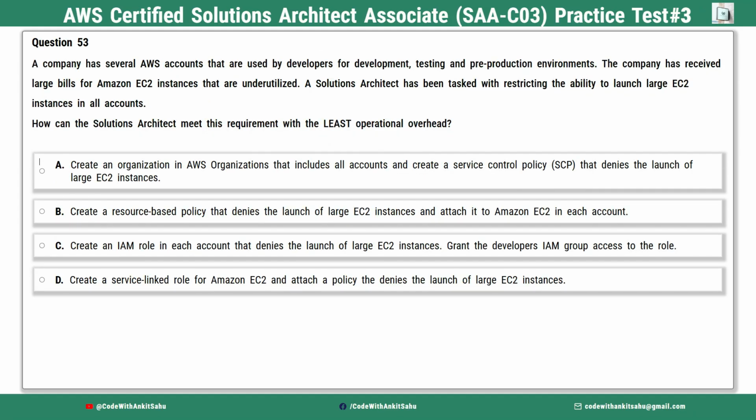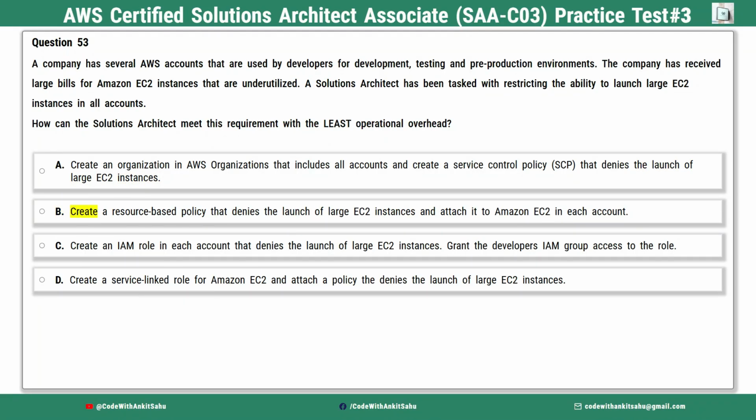Question 53. A company has several AWS accounts that are used by developers for development, testing, and pre-production environments. The company has received large bills for Amazon EC2 instances that are underutilized. A solutions architect has been tasked with restricting the ability to launch large EC2 instances in all accounts. How can the solutions architect meet this requirement with the least operational overhead? Option A. Create an organization in AWS Organizations that includes all accounts and create a service control policy, SCP, that denies the launch of large EC2 instances.